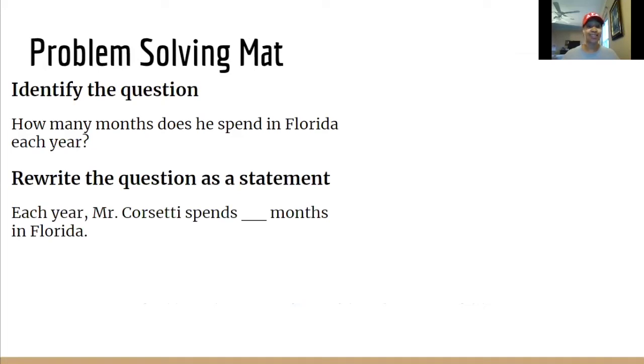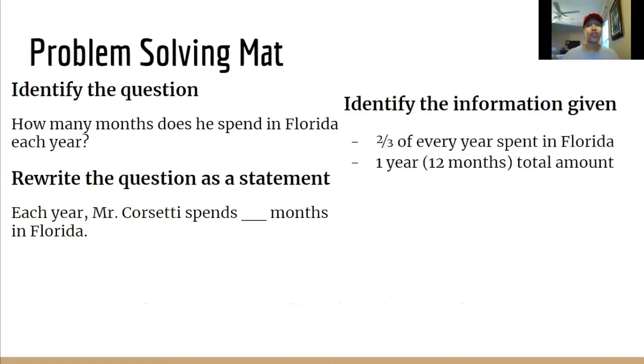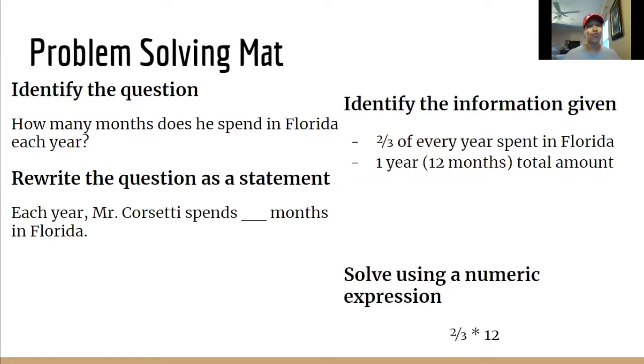And if we restate that question, we could write, each year, Mr. Corsetta spends blank months in Florida. We know that 2/3 of every year is how much time he spends in Florida. And we also were told that 1 year was the total amount of time that we're looking at. Well, 1 year is equal to 12 months. You have to know that. So now we need to write the numeric expression. And the numeric expression would be written 2/3 times 12.